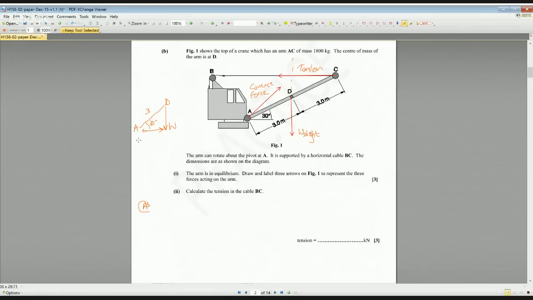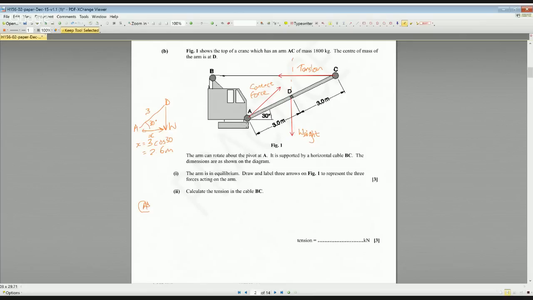So you could solve that using SOHCAHTOA. We know we're trying to find this distance x here. We know the hypotenuse, we know the adjacent. So we can use the cosine, and what that will give us is that x equals 3 cos 30, which is 2.6 meters. So that tells us that the perpendicular distance between A, where we're taking the moment, and the weight is 2.6 meters.